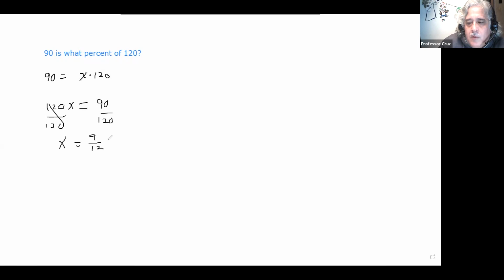And then it can go down one more time because they're both divisible by 3. We knocked off the zeros because that means divisible by 10. So 3/4, which is, boy, I just made that up and it came out to a nice even one. So that's 75%.